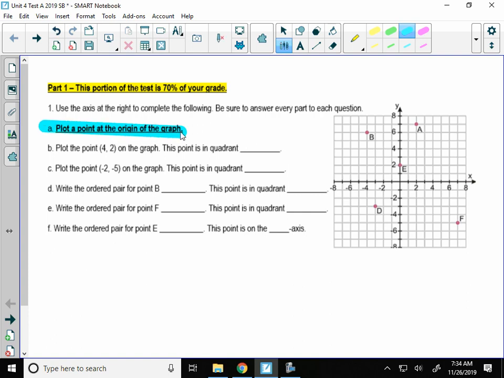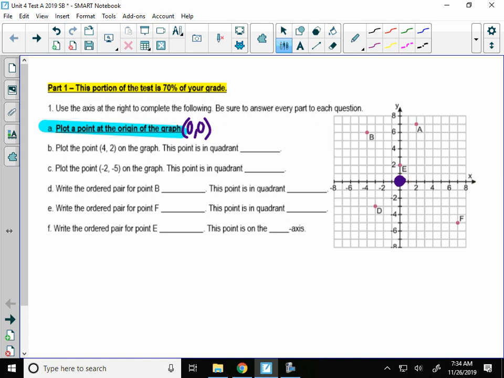Plot a point at the origin. Now, we've talked about the origin a lot. The origin is the ordered pair 0, 0, which is right here in the middle of your graph. So you should have a nice point right at 0, 0. Go ahead and plot that.